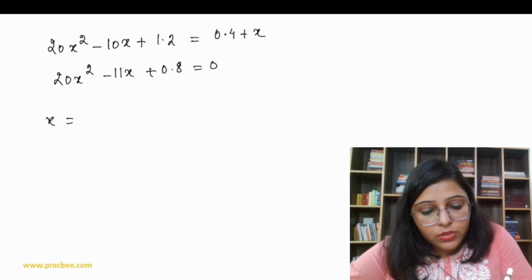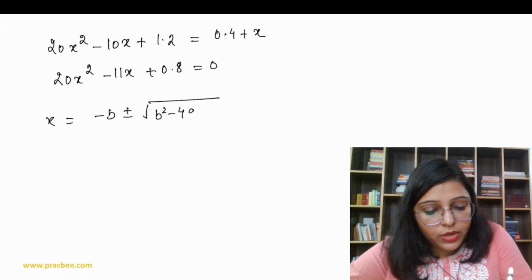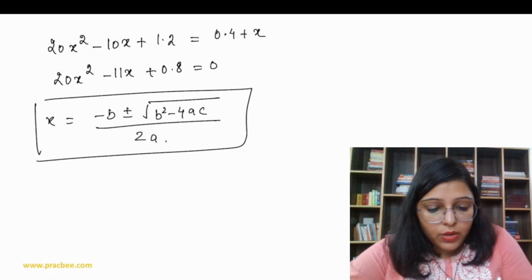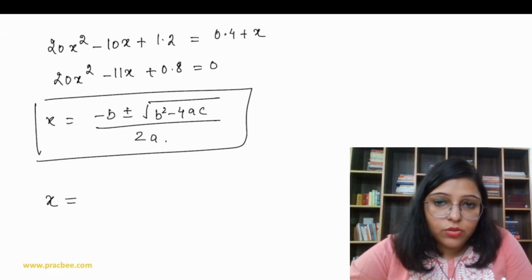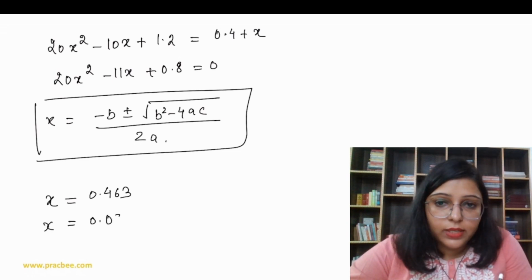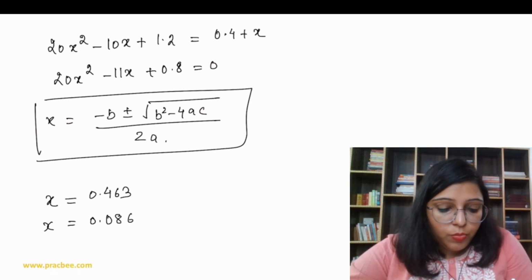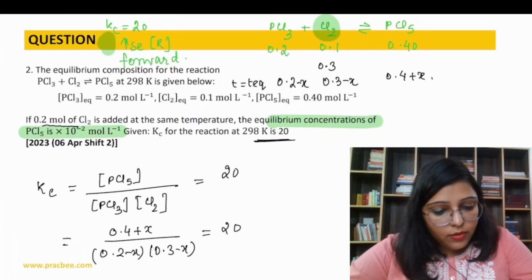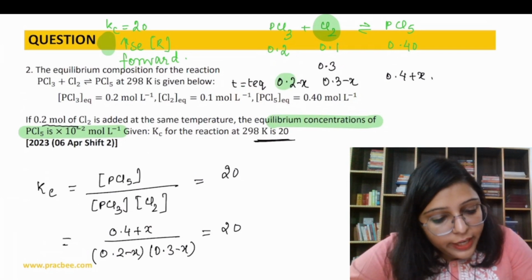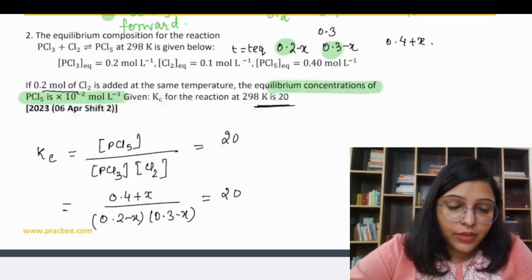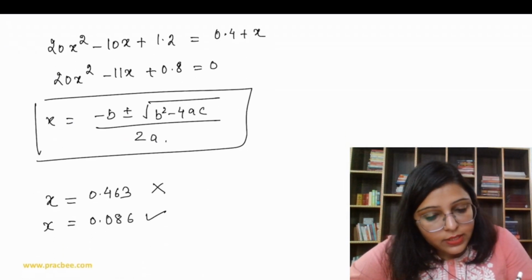Now you have to use x equal to minus b plus minus under root b square minus 4ac upon 2a. When you use this formula, you get two values of x. One is 0.463 and the second value is 0.086. So 0.463 is not possible. Why? Because we have 0.2 and 0.3, so x cannot be greater than 0.2 or 0.3, right? So that's why we have to accept the other value.